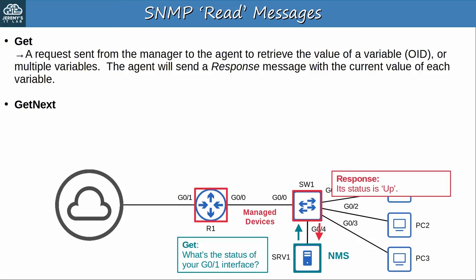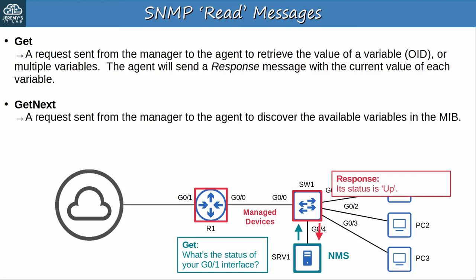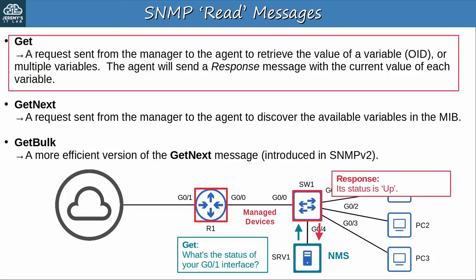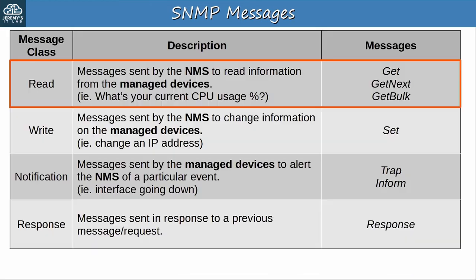Another kind of SNMP read message is get next. It is sent from the manager to the agent to discover the available variables in the MIB. Basically, it says, tell me the next OID, so it can be used to discover what other OIDs are available. There is also the get bulk message, which is a more efficient version of get next, introduced in SNMP v2. If you know the purpose of the basic get message, you'll be fine for the CCNA. So those are the read messages.